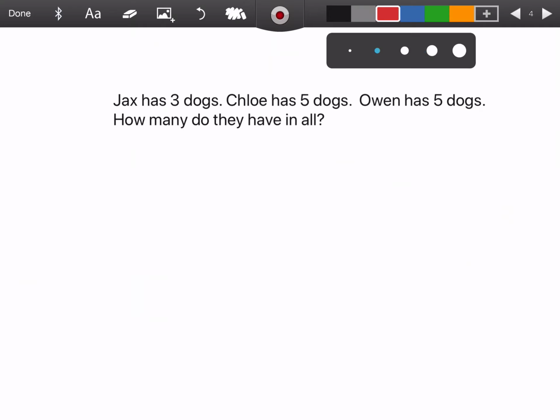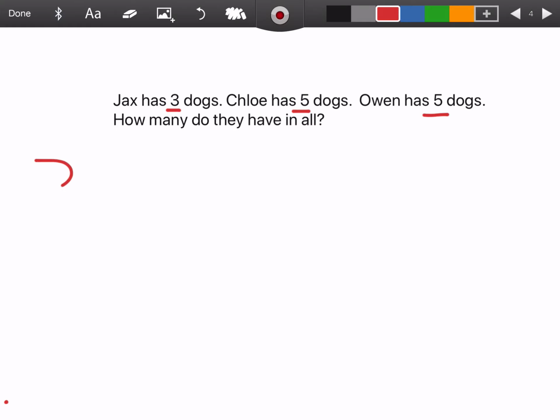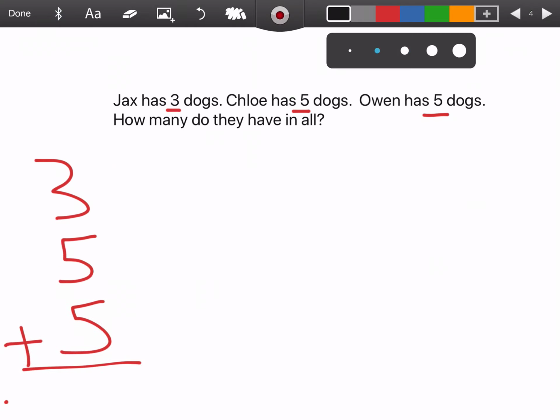Well, anytime we get a story, we should always find our info. So we underline the numbers. Even if you're having trouble reading, if you can find those numbers, you're probably going to be on the right path. I'm going to write these numbers down. 3, 5, 5. Which ones should I add first?